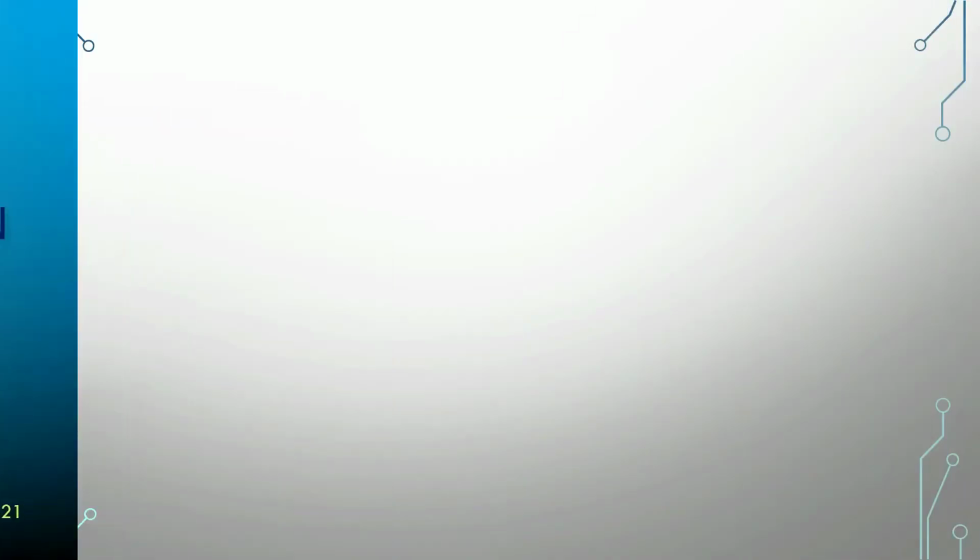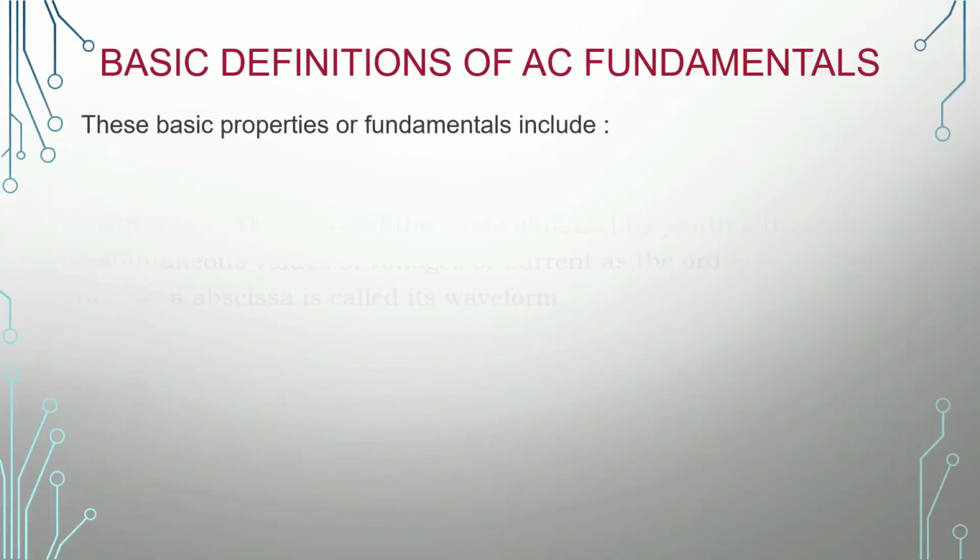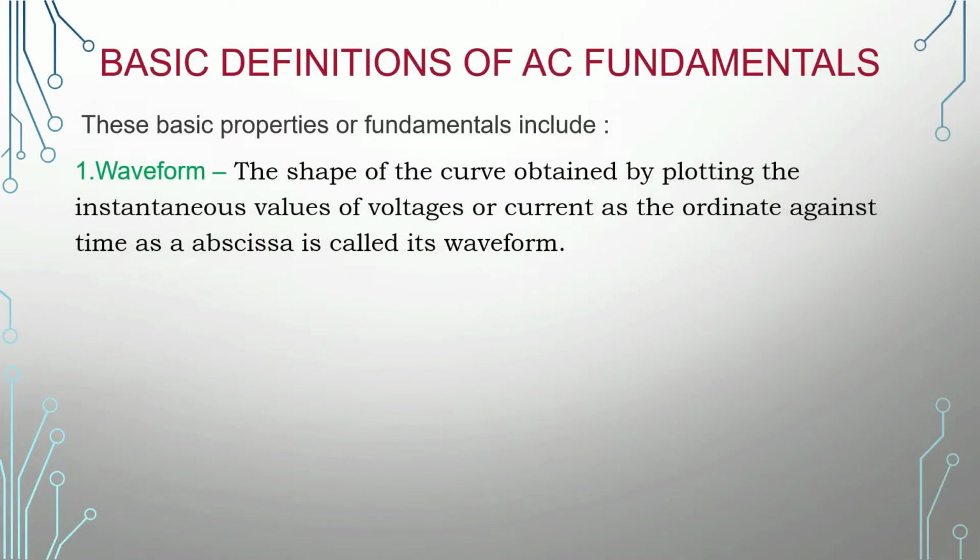So let's begin. The first definition is waveform. What is waveform? Waveform is the shape of the curve obtained by plotting the instantaneous values of voltages or current as the ordinate against time as abscissa.